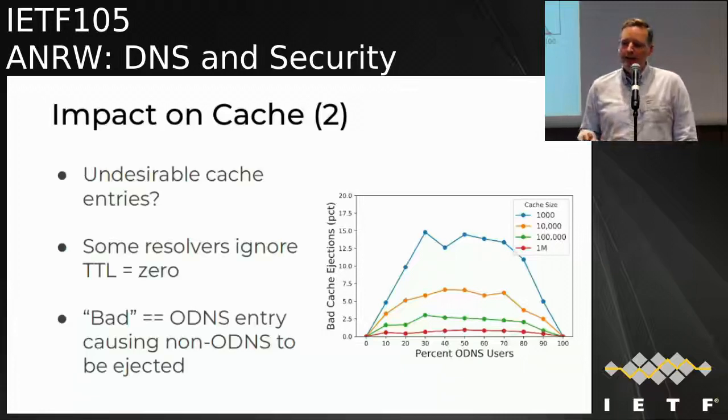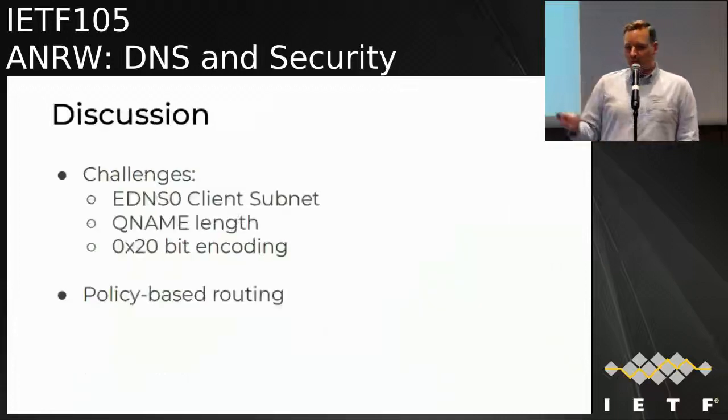So just to quickly wrap up, there are other things in the full paper that we talk about. We deal with EDNS0 client subnet, which exposes some of your IP address, your client identity, to the ODNS resolver. We deal with QNAME length, with the very limited space, and then the encoding that is used. And then, where do we go with this?